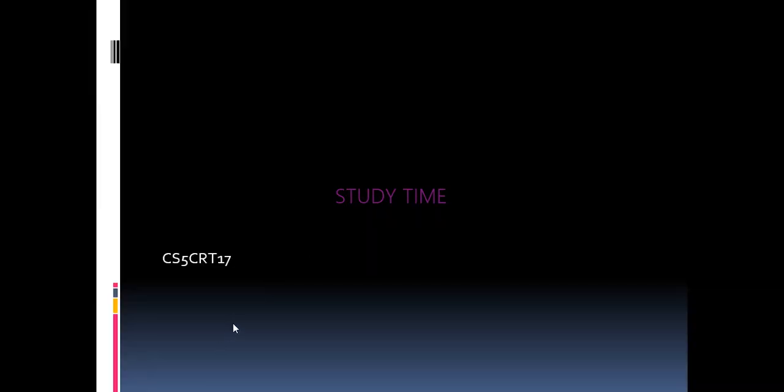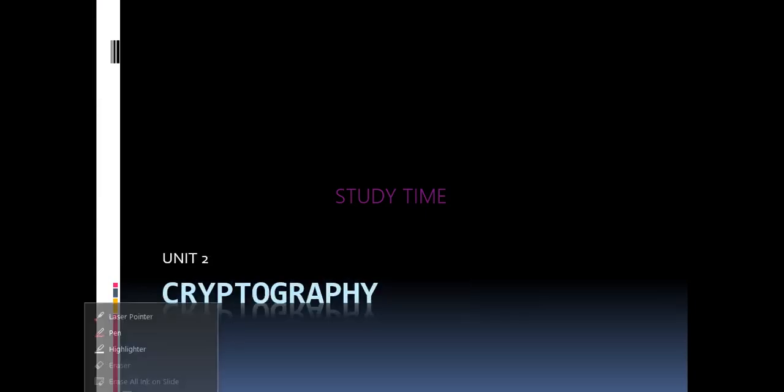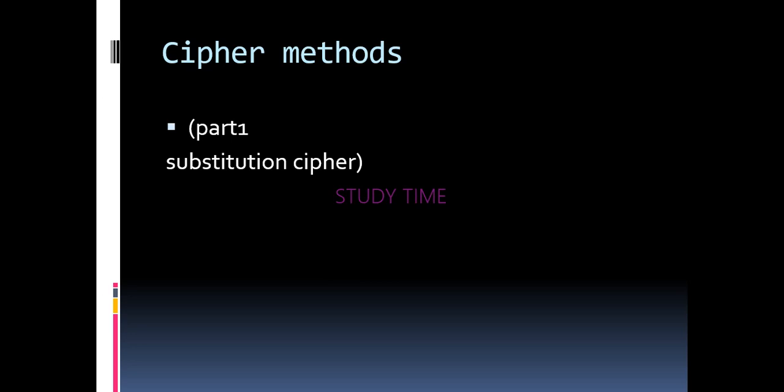CS5 CRT 17. Computer Security Part 8. Cryptography. Unit 2. Cipher Methods. Part 1. Substitution cipher.